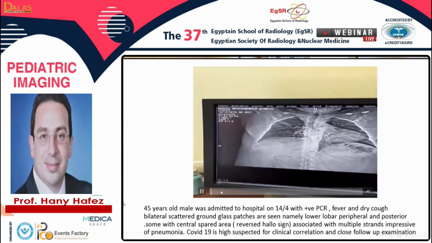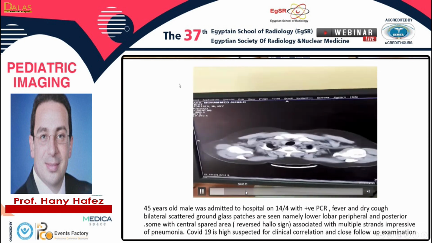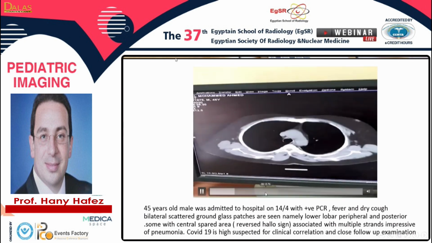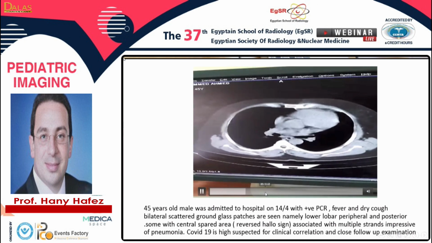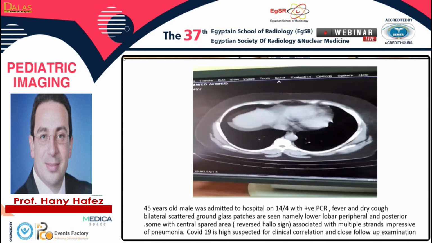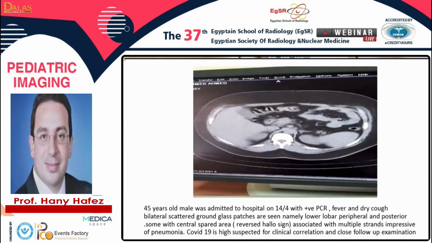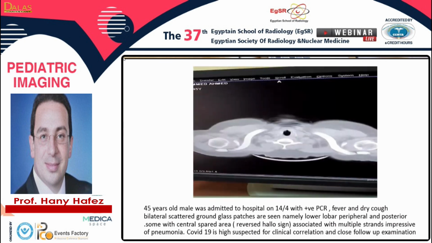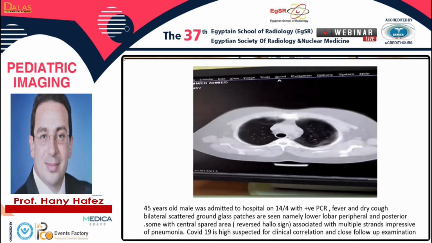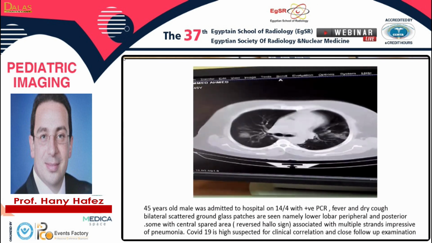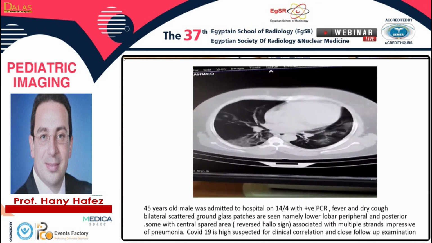That's also a patient with typical CT findings of COVID, bilateral ground glass opacities, namely peripheral, intermingled with some strands and septal thickening.